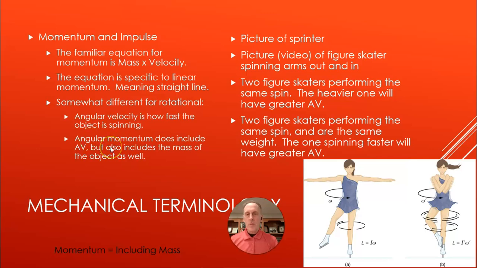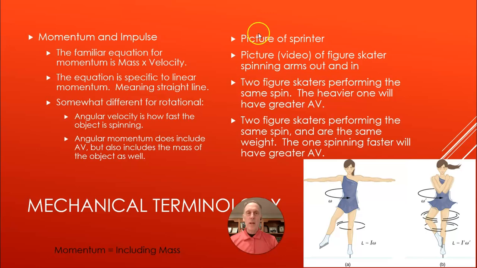The angular momentum includes the speed, the spin itself, how fast they're spinning, but it also includes the mass. So if you have two figure skaters performing the same spin, the heavier one will have a greater angular velocity. If you have two figure skaters performing the same spin and are the same weight, the one spinning faster will have greater angular velocity. So, it's kind of a combo platter between those two, but it's the same mass. The same math that you have.